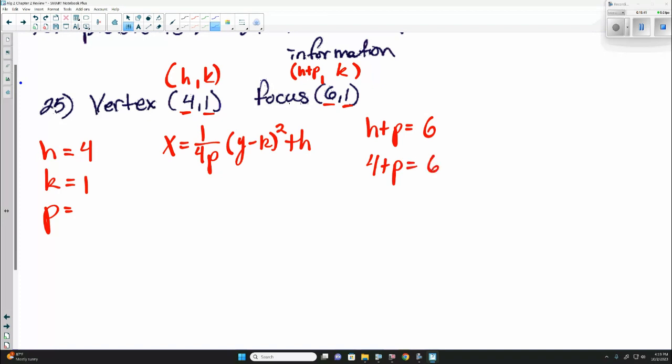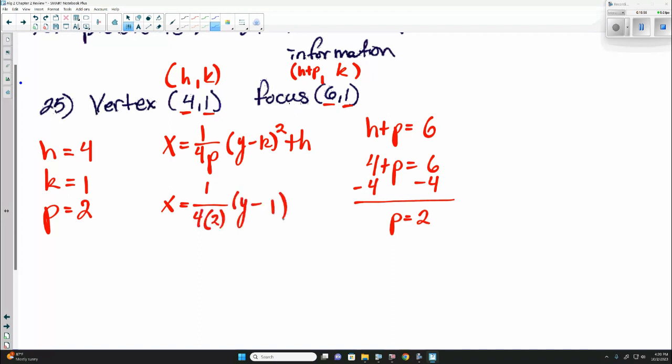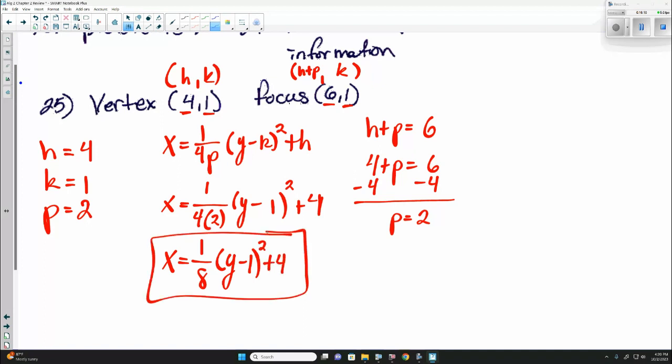Well, our value of h is 4. We can subtract 4 from both sides to get p by itself. And it tells us the value of p is 2. Now at this point here, we can plug k, h, and p back in. And we simplify 1 over 4 times 2, we get 1/8 times y minus 1 squared plus 4. And that's it.